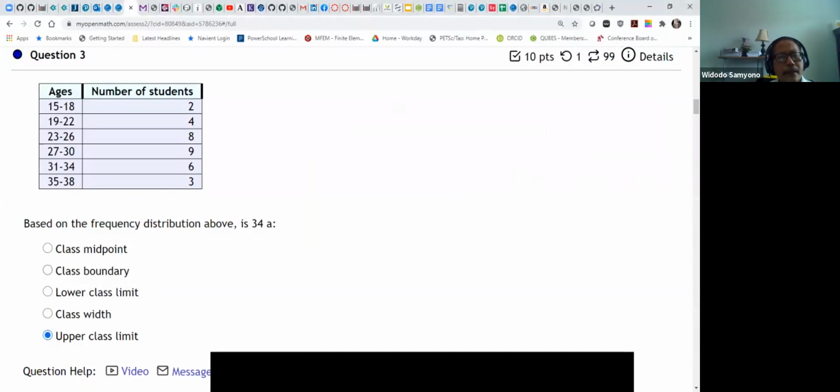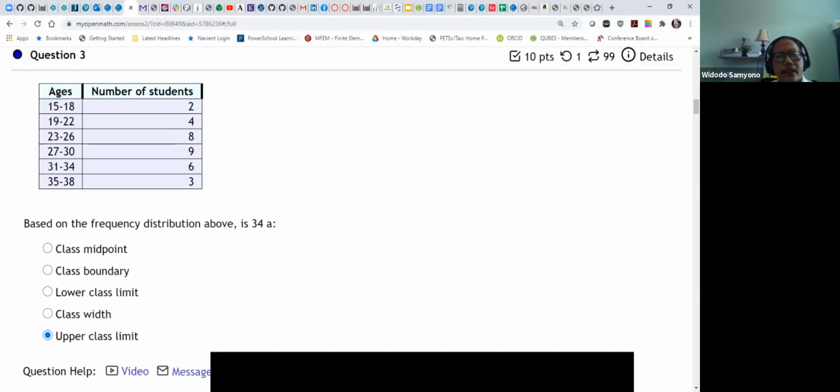The main point is the one in the middle here. The class boundary will be, for this one you need to add 0.5, and on the left you need to subtract 0.5 for the class boundary. The lower class limit will be these numbers here. And for the class width, you need to find the difference between these two, these two, and these two. So the difference will be 4, so the class width will be 4.